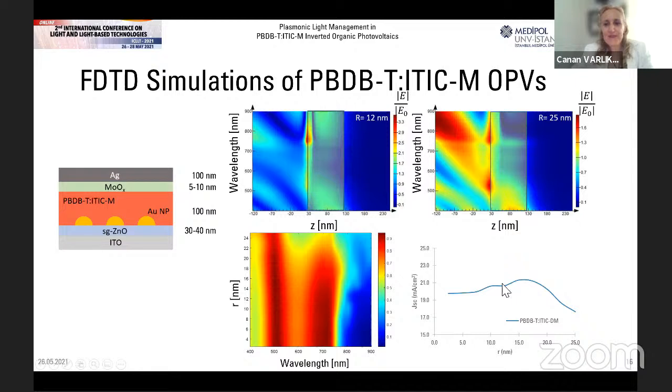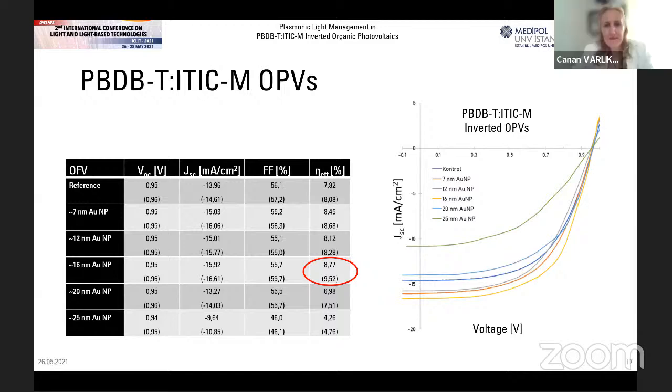And afterwards, we said these are possibly the most effective sizes that we can implement in this kind of device. So we implement them directly with certain sizes, and we actually get quite decent efficiency, an average efficiency of 8.77 with 16 nanometer gold nanoparticles.